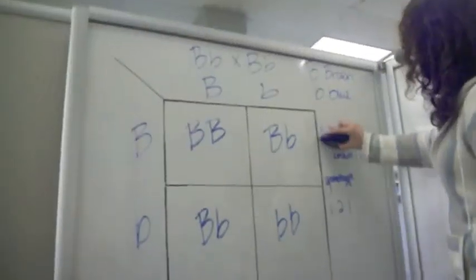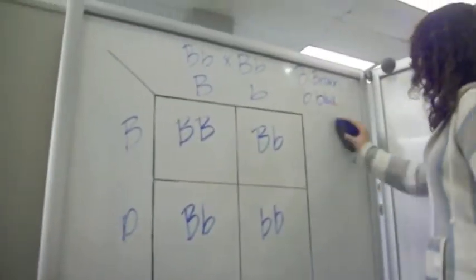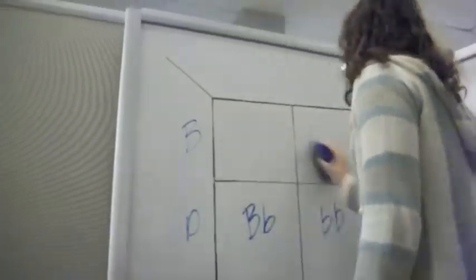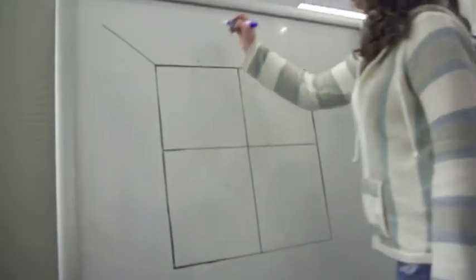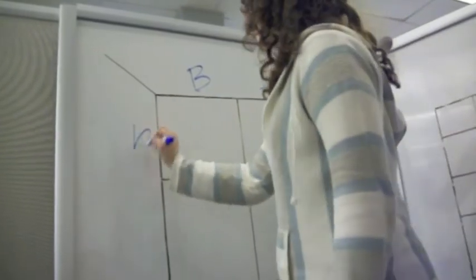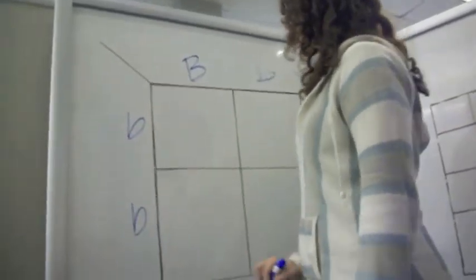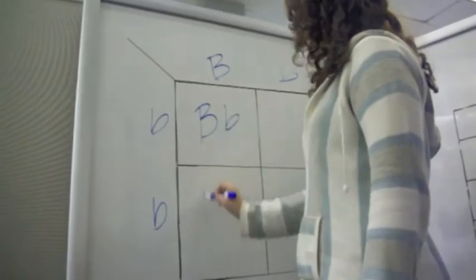Right, now we're going to illustrate a cross between heterozygous and homozygous. Alright. So let's say we're crossing a heterozygous brown eyes with a homozygous blue eyes. Again, the alleles are going to sort independently from each other.